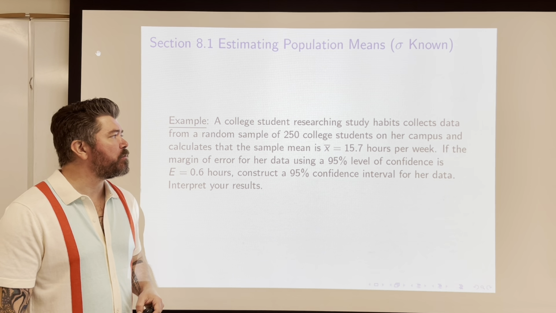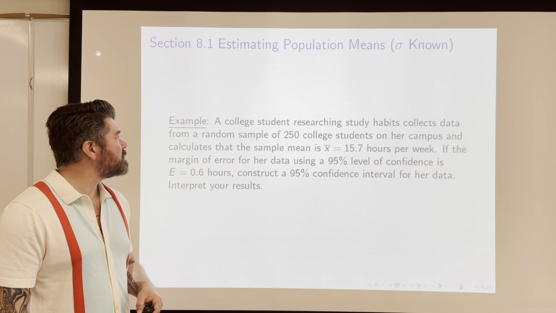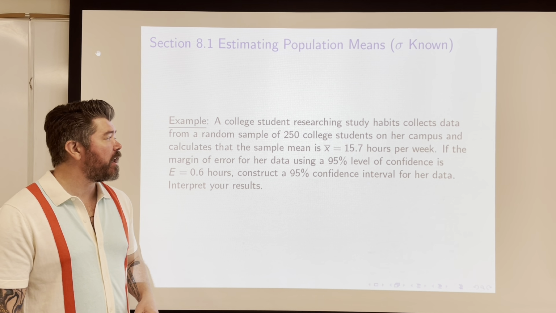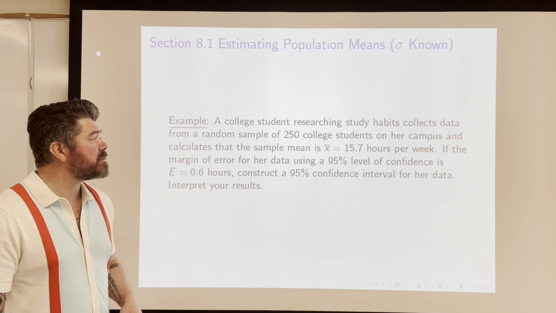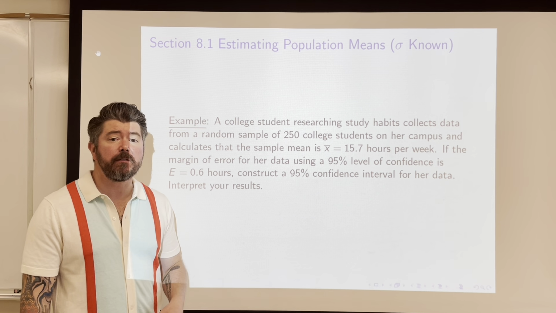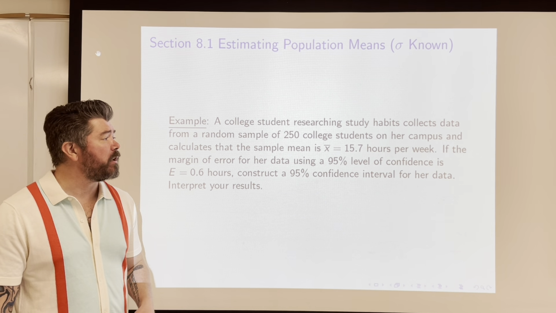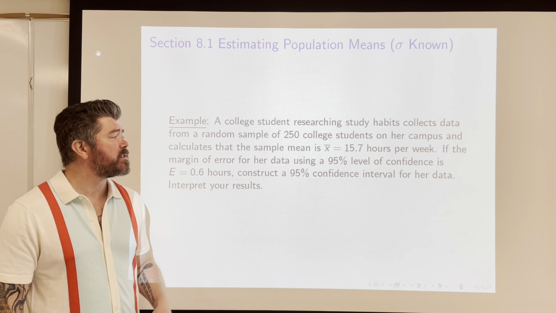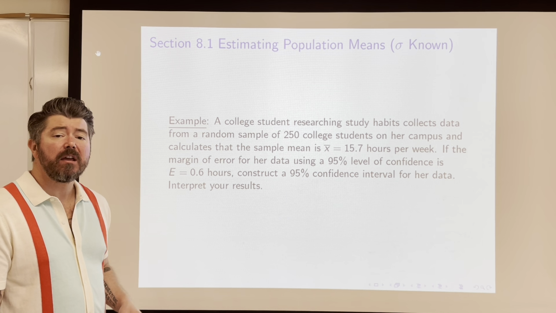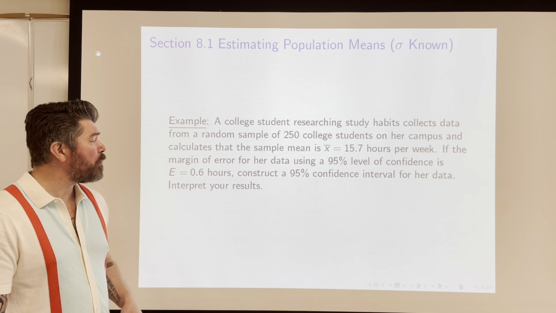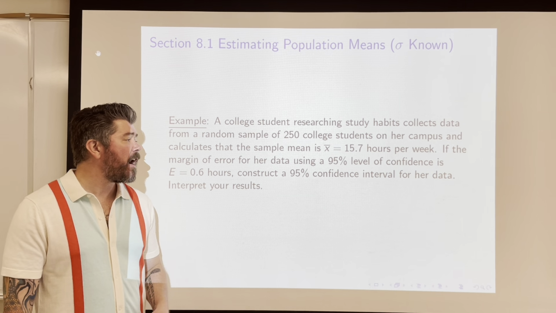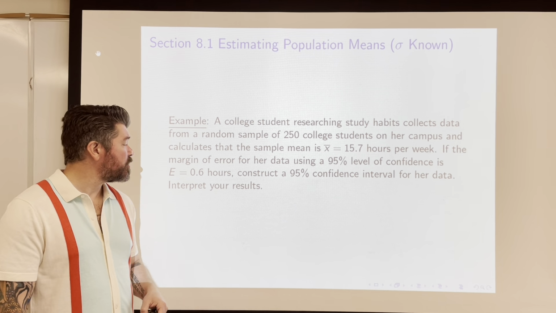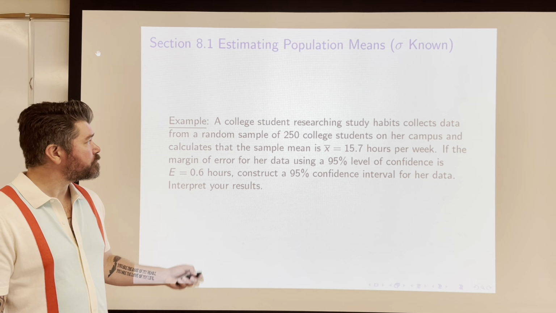A college student researching study habits collects data from a random sample of 250 college students on her campus and calculates that the sample mean is x bar equals 15.7 hours per week. If the margin of error for her data using a 95% level of confidence is E equals 0.6 hours, construct a 95% confidence interval for her data. We also want to interpret the results.